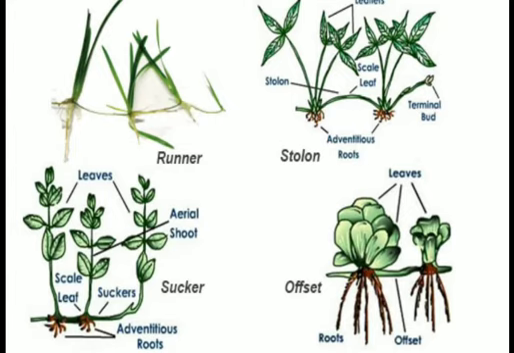Then there is the stolon. Again, the roots are coming from the nodes, and the in-between area is the internode. The runner creeps on the ground, whereas in the stolon, the internodal portion is slightly raised above the ground and the nodal portion is totally under the ground.